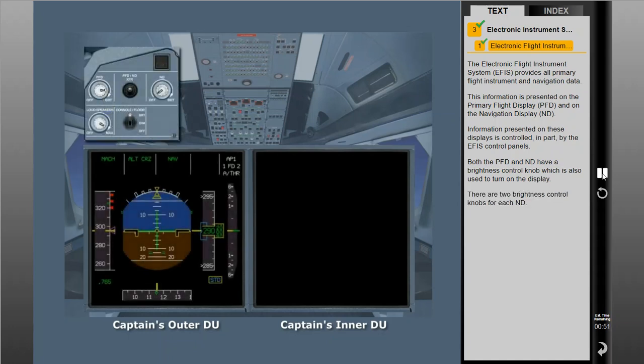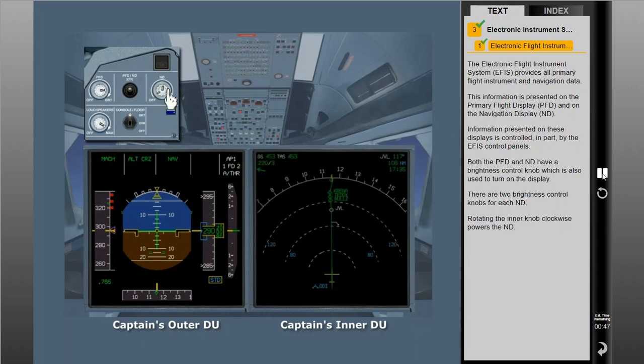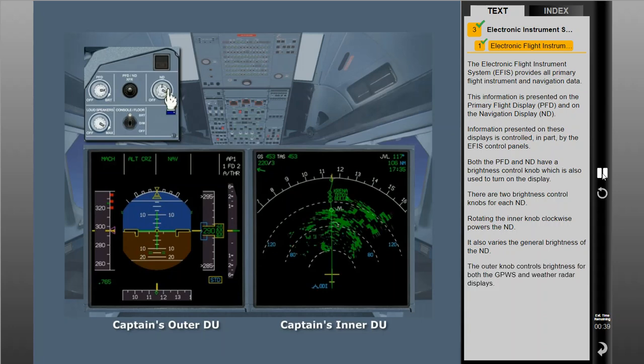There are two brightness control knobs for each ND. Rotating the inner knob clockwise powers the ND. It also varies the general brightness of the ND. The outer knob controls brightness for both the GPWS and weather radar displays.